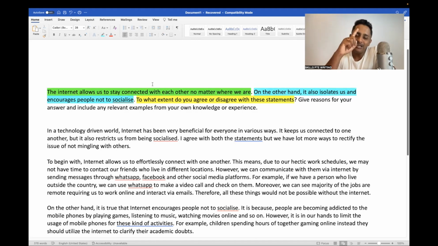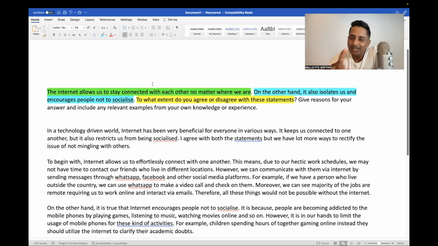To what extent do you agree or disagree with the statements? You have the option to agree, completely agree. Means yes, internet allows us to stay connected with each other, I completely agree. Yes, on the other hand, internet also will separate us, I completely agree. Hope you're getting it. This is what "to what extent do you agree, disagree" means. Complete agreement viewpoint. I completely disagree.